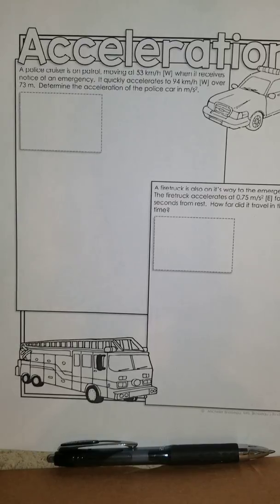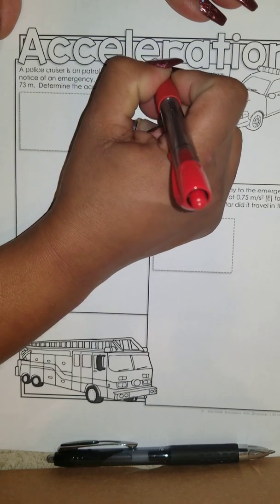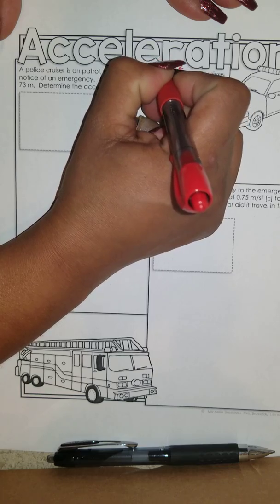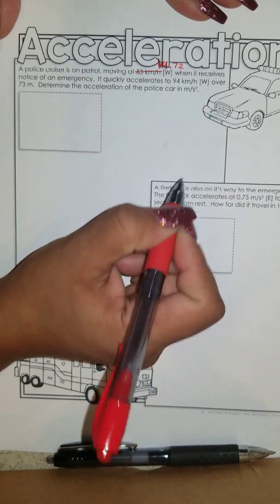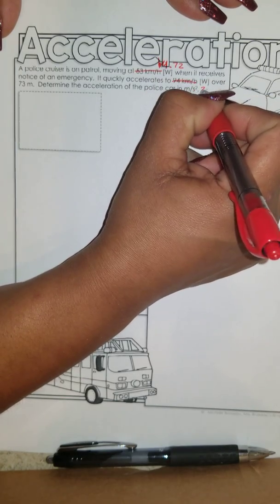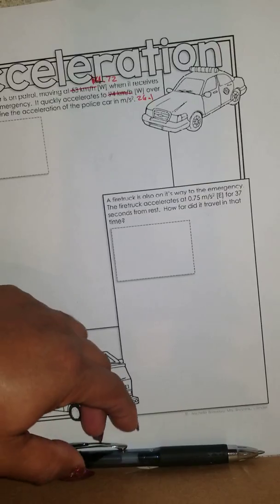Well, they want you to find it in meters per second. Again, I'm very sorry. They should not have given it to you in kilometers per hour. I would not have done that. Let me change that. The conversion is actually 14.72. Oops, that's a 1. This conversion comes out to 26.1. There we go. Now let's go ahead and do step number 1.